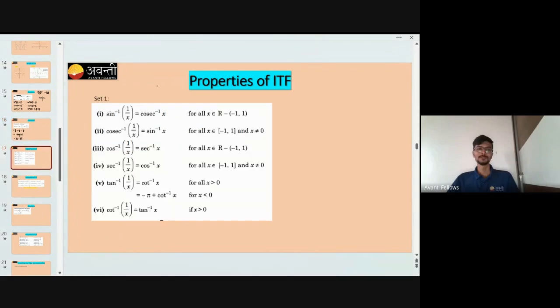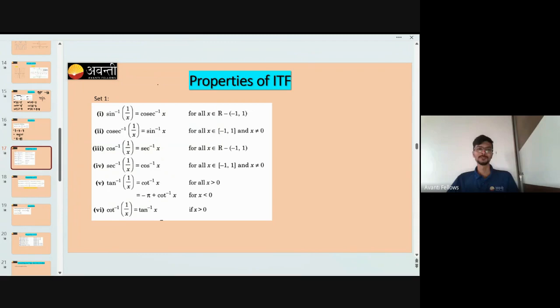Now, let me tell you one thing. You will relate all these properties on some level with trigonometric properties. Let me show you what we can relate from trigonometric properties. Sine and cosec are reciprocal of each other. Similarly, cos and sec are reciprocal of each other. Similarly, tan and cot are reciprocal of each other. So we have 3 pairs, and that reciprocal property is similarly applied in inverse trigonometric functions.